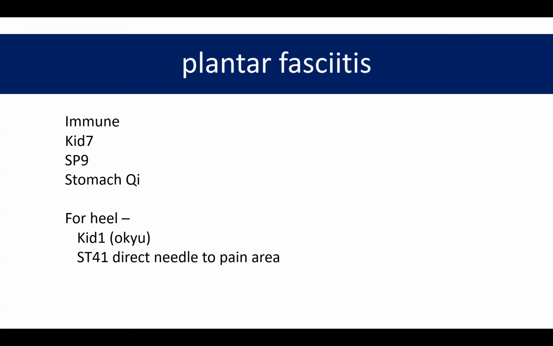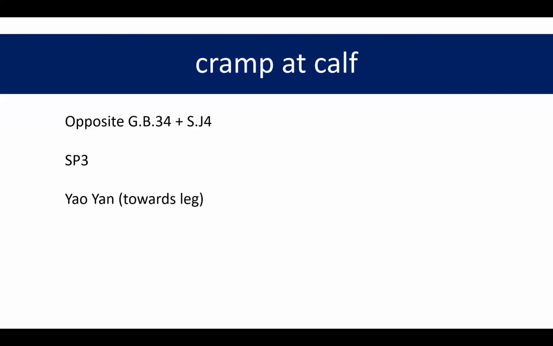Okay. And if the person feels the plantar fasciitis on the heel, I use kidney 1, and if you don't want to needle, just do direct moxa. And stomach 41 and direct the needle towards the pain area on the heel. Cramps at the calf, use opposite side gallbladder 34 and opposite side Sanjiao 4. So if you have cramps on both, you use both sides gallbladder 34 and Sanjiao 4. Spleen 3 because it's good for muscle cramping. And Yao Yan, the lumbar eye, down and out towards the leg, because that's the blood supply to the leg. Okay.